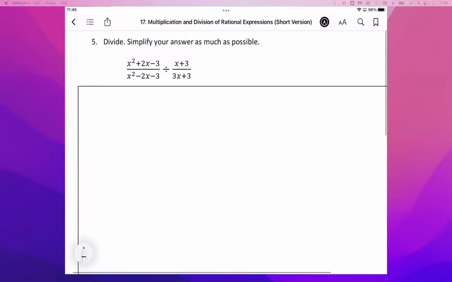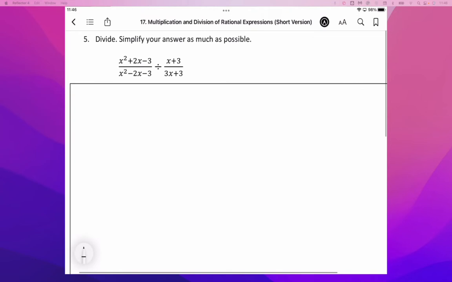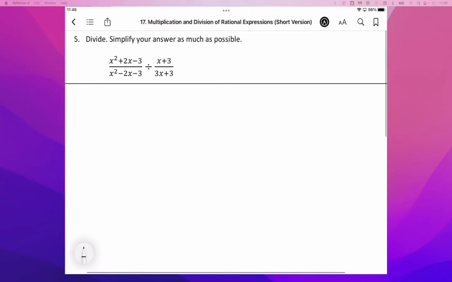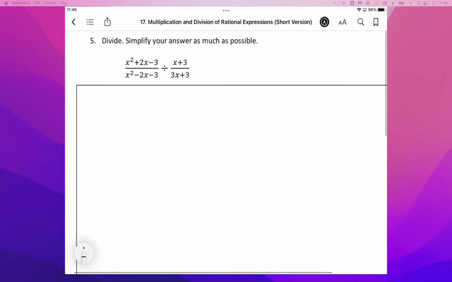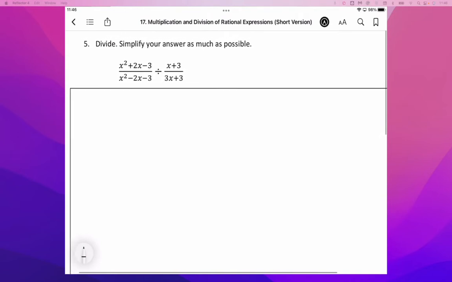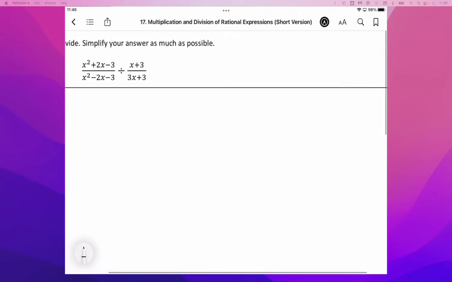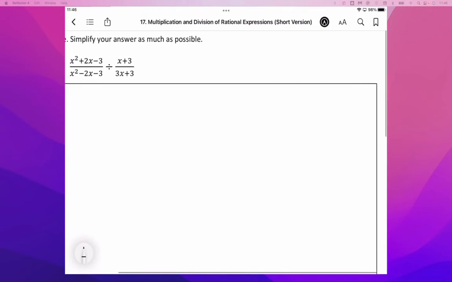And so back with number 5, exactly the same process that we've done before. The thing to notice this time is that both the numerator and the denominator of the fraction on the left have some pretty intense factoring that needs to be done. So we'll come over here to the right and we'll get started with that.